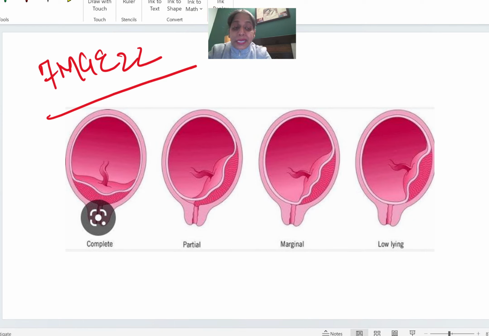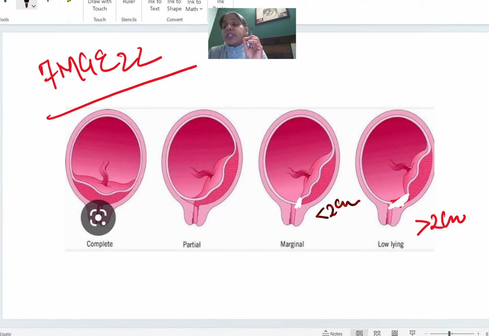If the placenta is at a distance of more than 2 centimeter from the os, it is low lying placenta. If the placenta is just at the margin of the os but not covering the os, it is marginal placenta previa, less than 2 centimeter but not covering the os. If it is partially covering the os, it is partial. And if it is totally covering the os, it is complete.